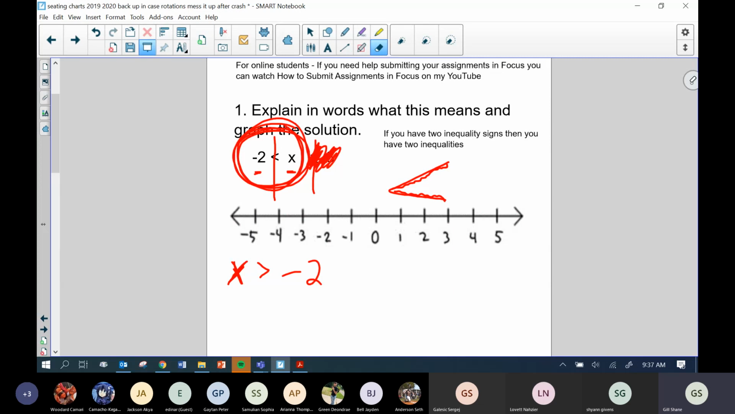So that's one way to think about it: if you understand that the alligator eats the bigger number, well, the alligator should always be eating the bigger number. So if x is the bigger number here in this original inequality, then down here it still needs to be the bigger number, and we need to flip that sign. The other way to think about it is you just flip everything. Put the x on the left, put the -2 on the right, and then flip the symbol in the middle.